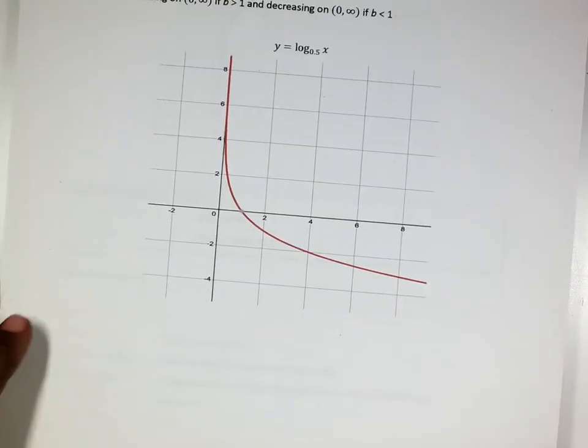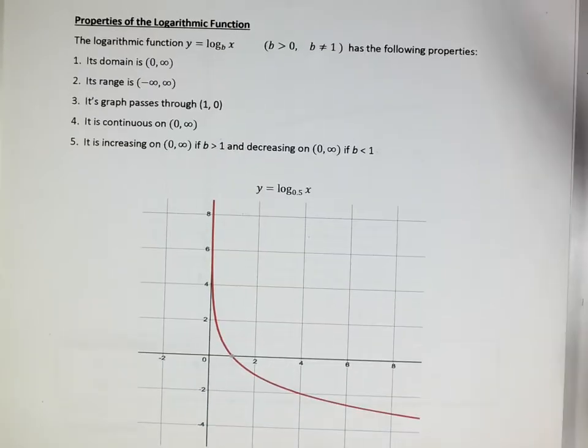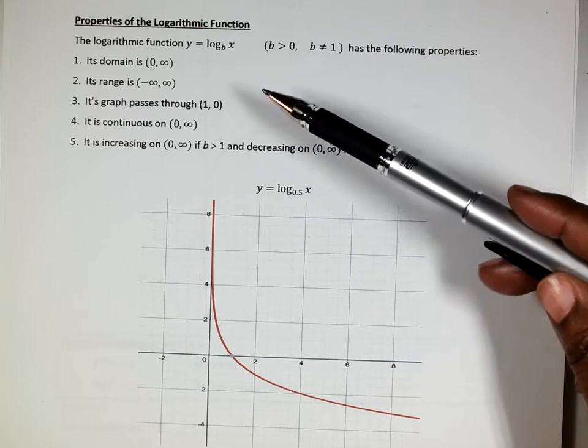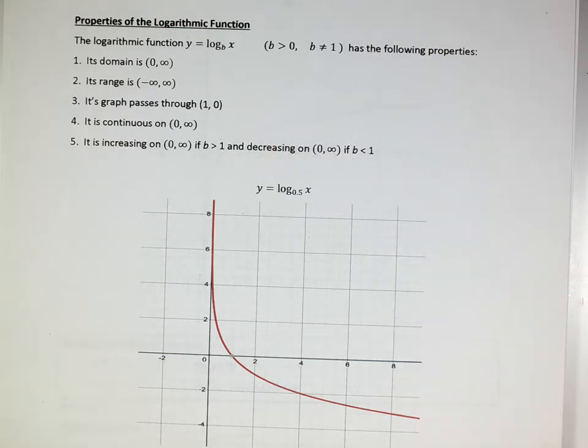The properties. The domain is from 0 to infinity. The range, negative infinity to positive infinity, are all real numbers. It passes through the point (1, 0), just like in the exponential, it passed through the point (0, 1). So these are just flipped. It's continuous on 0 to infinity.